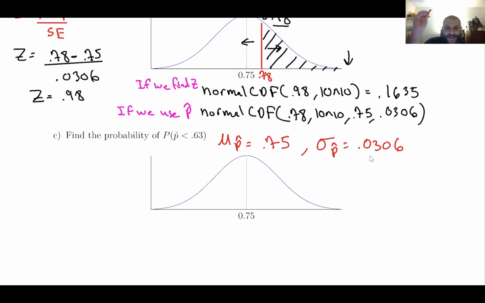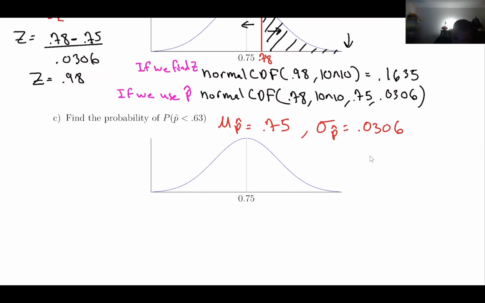All right, so let's do part C. For part C, we already know mu p hat equals 0.75 and sigma p hat is 0.0306. So what do you want to do? Do you want to find the probability, find the z-score, or go straight into normal CDF? Z-score or CDF, which one do you want to do? All right, go straight into CDF.